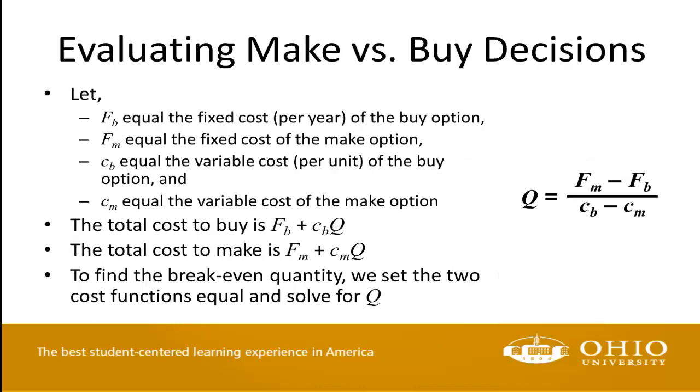Just a little side note on using break-even analysis for make or buy decisions. We'll let FB be equal to the fixed cost for the buy option, FM equal to the fixed cost of the make option, CB equal to the variable cost of the buy option, CM equal to the variable cost of the make. Thus, if we were to calculate total cost for the buy, we would have FB plus the variable cost component CB times Q, where Q is the variable, in this case demand, and the total cost for the make would be FM, which would be the fixed cost, plus the variable component of the make option.